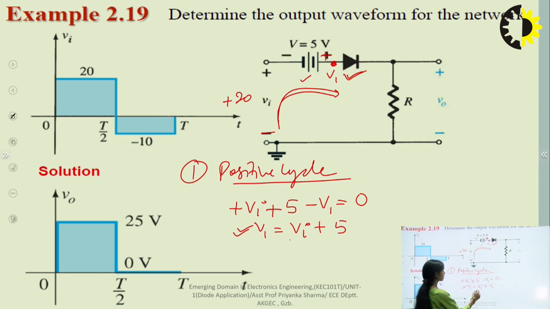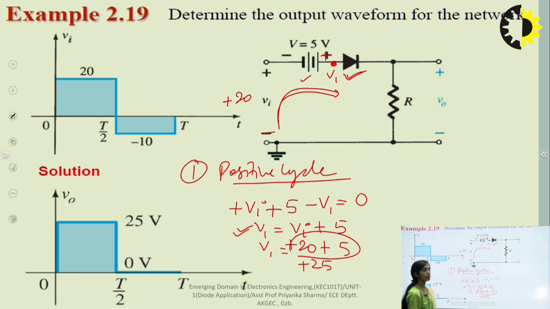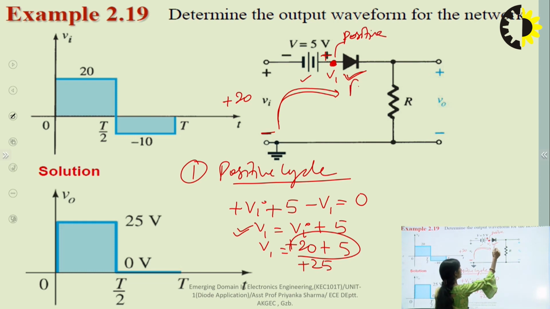In this situation, we have Vi plus 20 plus 5, so V1 is positive, plus 25 volt. In this case, this potential is coming at positive potential. Positive potential is connected to the positive of the diode. That's why this diode will be forward biased, if I am assuming this as an ideal diode. So in this condition, the equivalent circuit will be like this.